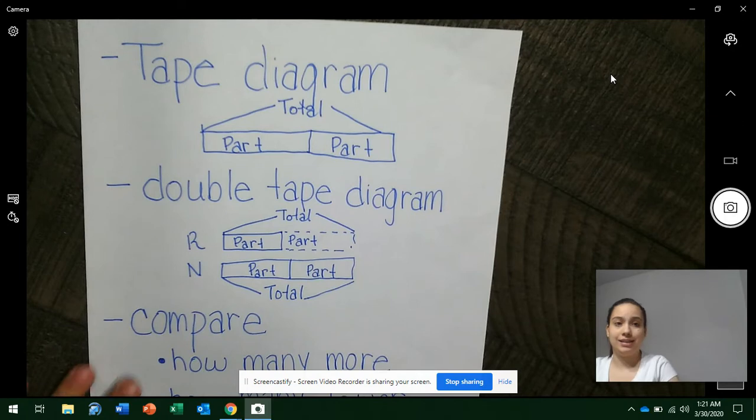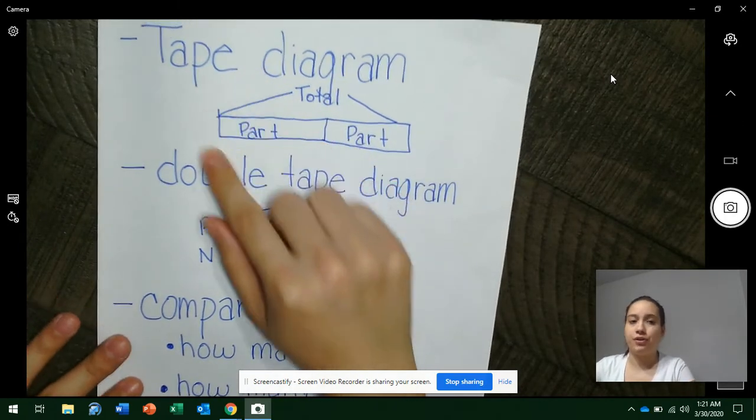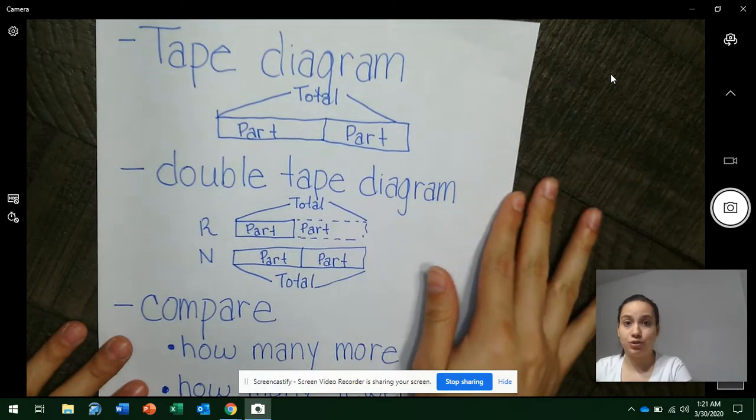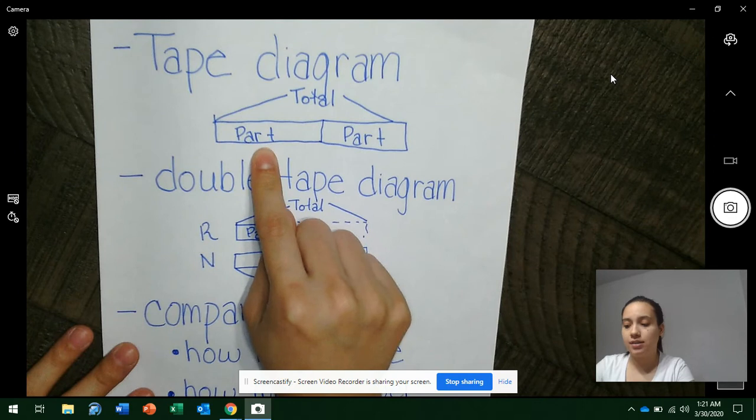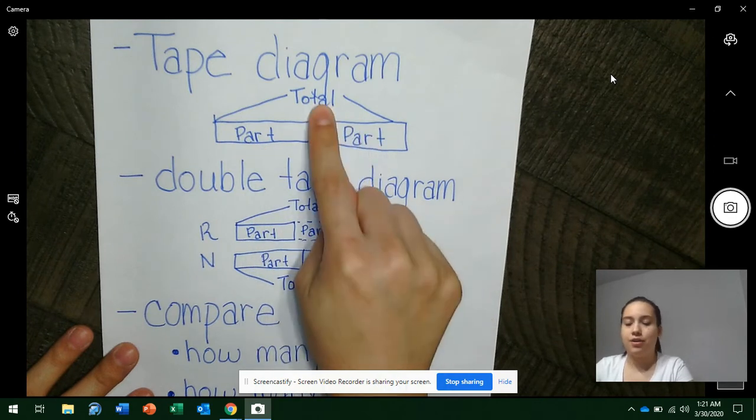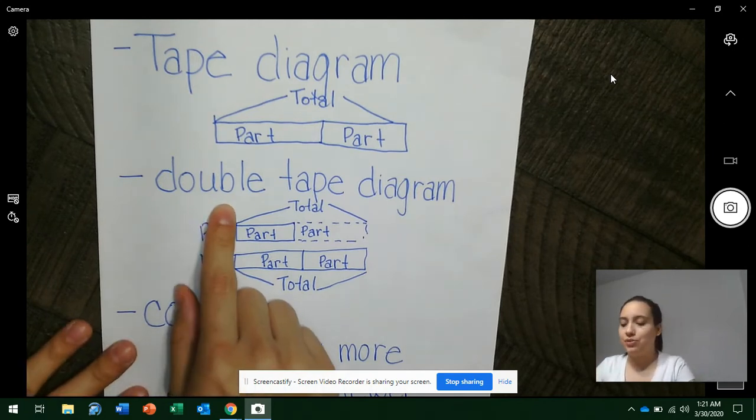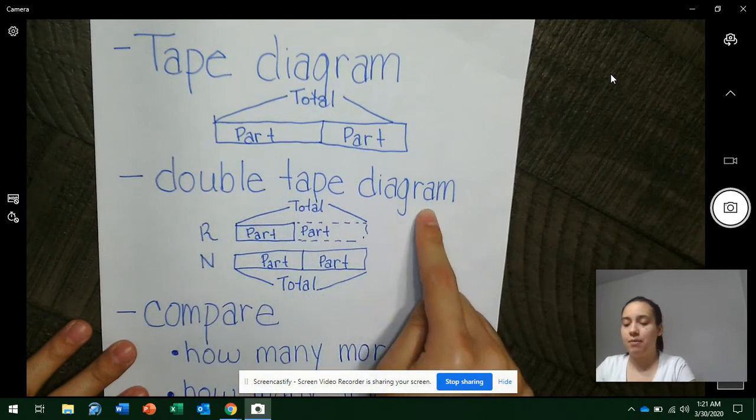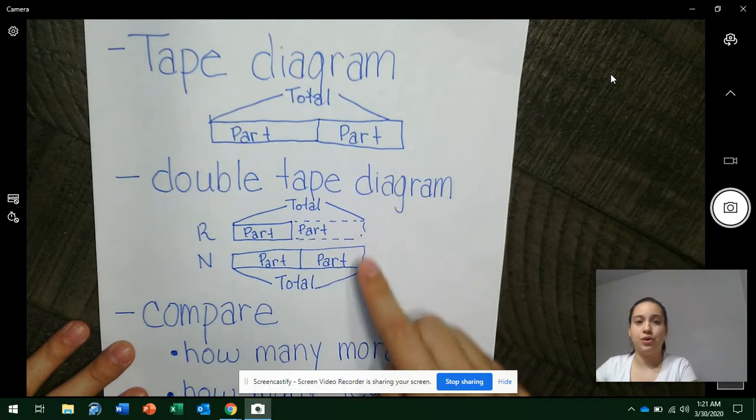need for our lesson. Here is tape diagram, which we should already know what it is because we've done it in module 4. And a tape diagram is just like a number bond. We have a part, another part, and our total. But in order to solve comparison problems, since we're comparing two things, we are going to use a double tape diagram. All that means is that instead of using just one, you're going to use two tape diagrams.